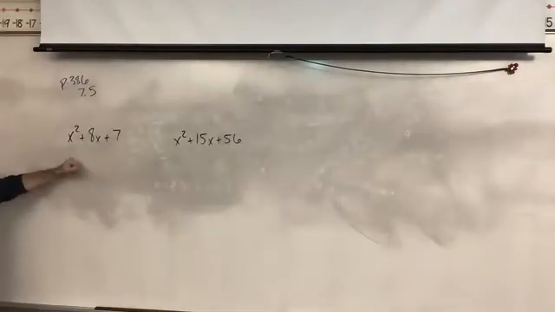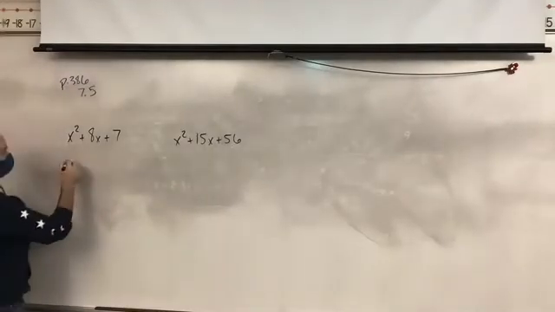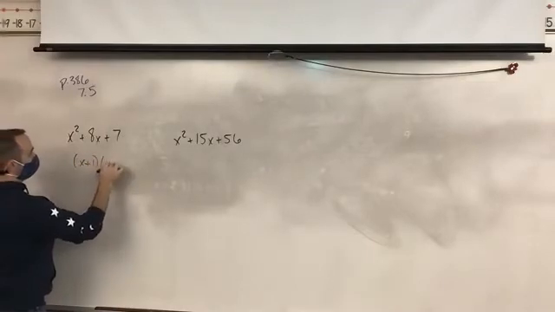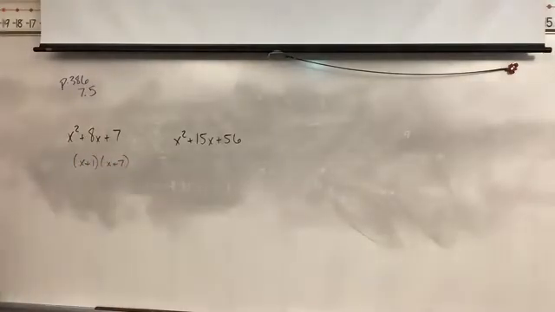Okay. What do we have for the first one here, Ben? 1 and 7. Okay, so x plus 1, x plus 7. Just make sure that when you're writing it down on the test or whatever, you're not just writing 1 and 7. Right? x plus 1, x plus 7. How about our second one here?